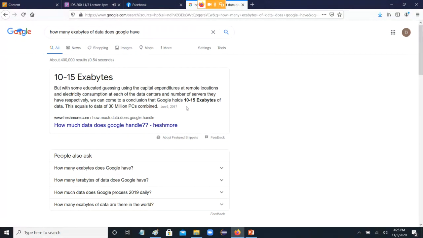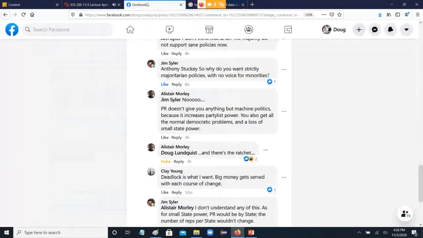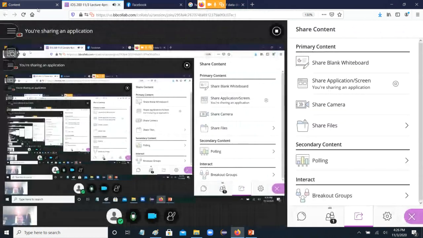That's from 3.5 years ago in 2017. So let's say it's probably maybe around the order of 20 exabytes now. That's a tremendous amount of data, right? So they say here this number, about 30 million PCs combined. Yeah, that's a lot. Okay, where's my Facebook stuff?